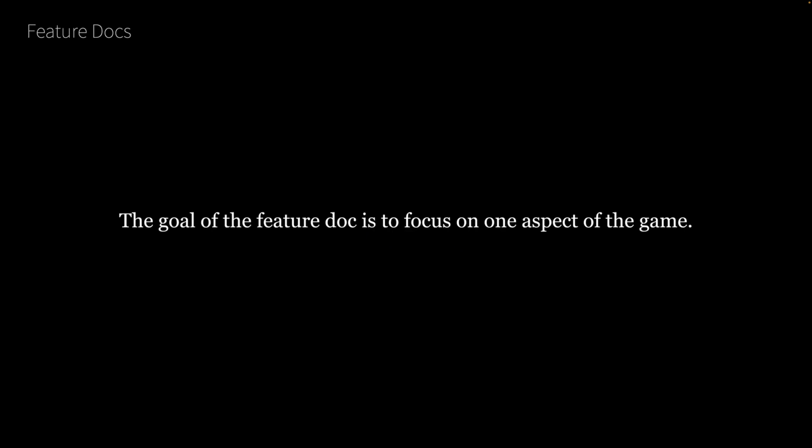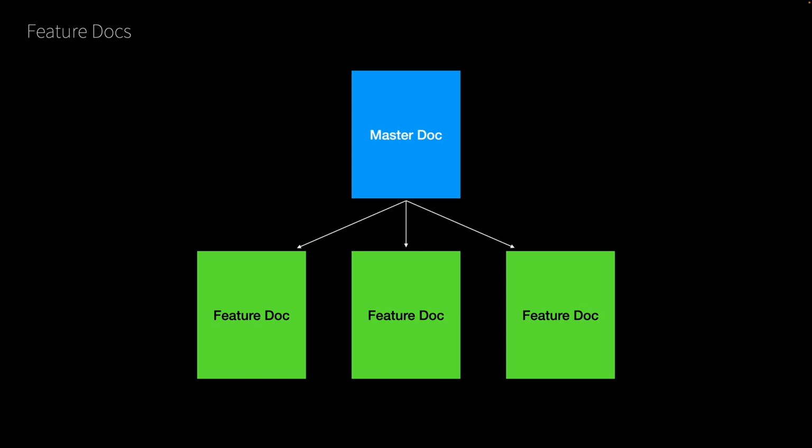This week we're going to be working on the feature documents for the final project. The goal of the feature doc is to focus on one aspect of the game, to drill down, zoom in, and explore how a particular feature works, how it affects the game, how it affects the player. Every game will have a single master document, but multiple feature documents, ideally one for every core feature of the game.